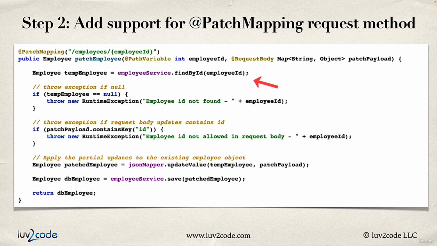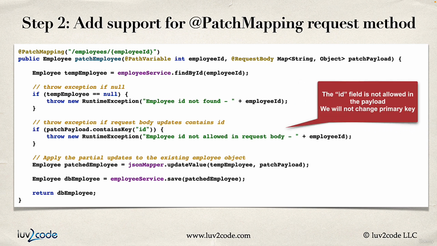In our coding here, the first thing we do is we retrieve that employee from the database. If we didn't find that employee, if temp employee equals null, we simply throw an exception, hey, employee ID not found. And we also want to add another check here. In our application, the ID field is not allowed in the payload. We do not want to change the primary key. So that's one thing that they can't update. All right. We want to preserve the integrity of our primary key. So we will not allow them to change the ID because it causes a lot of other bad issues on the backend database here. Here, I simply check. I'll say if the patch payload contains key ID, we throw an exception, employee ID not allowed in the request body.